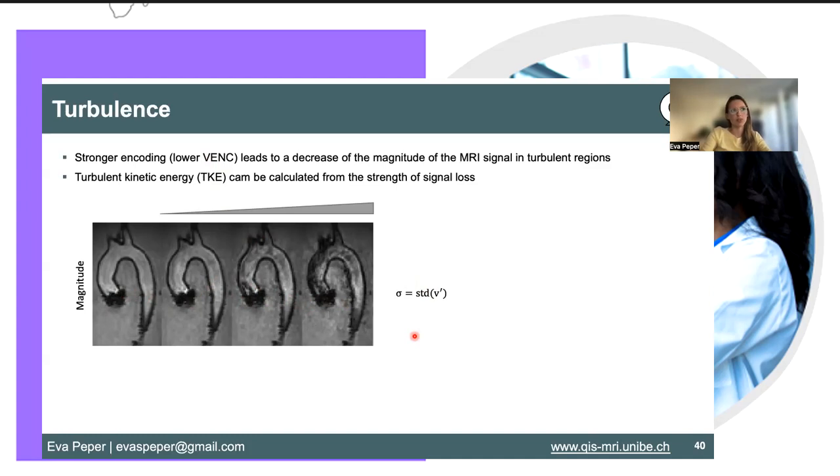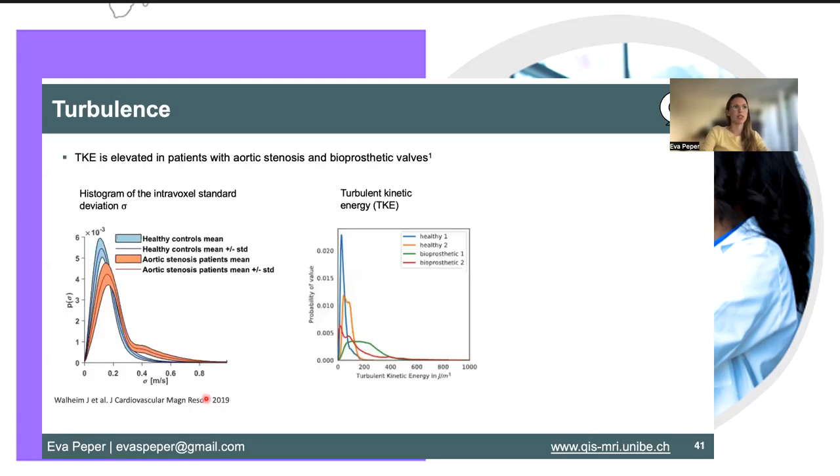You can measure the magnitudes of the image with different velocity encoding strengths, refer to a reference image, and then estimate the standard deviation that is created by your turbulence. If you take the standard deviation of your velocities in all three directions, that's a value that you call turbulent kinetic energy. That's just something that you can derive.